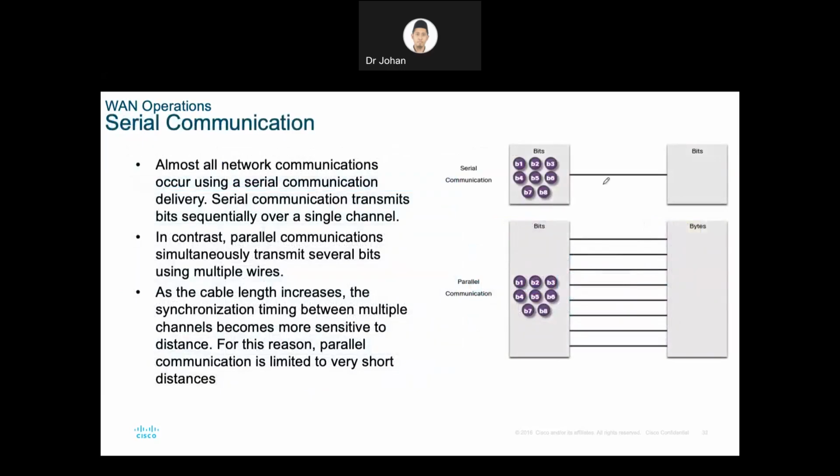Serial communication. Almost all network communication occurs using serial communication delivery. Serial communication transmits bits sequentially over a single channel. In contrast, parallel communication simultaneously transmits several bits using multiple wires. As the cable length increases, the synchronization timing between multiple channels becomes more sensitive to distance. For this reason, parallel communication is limited to very short distances.